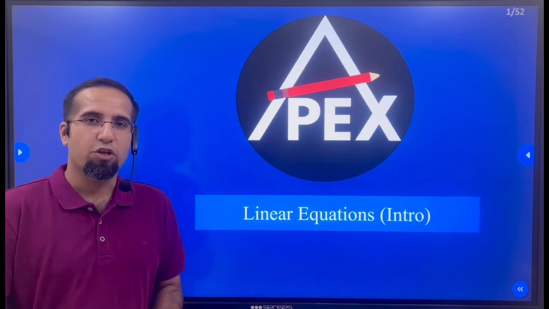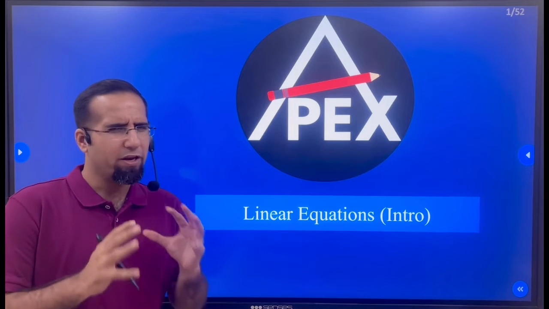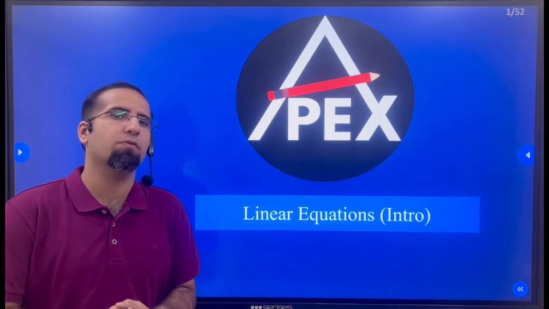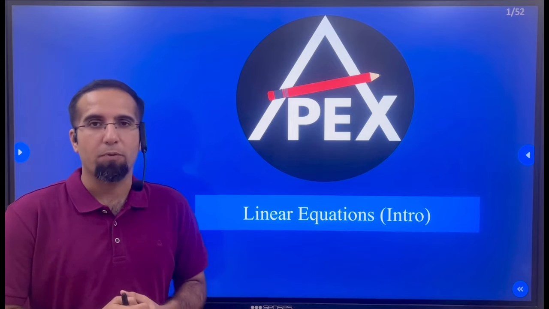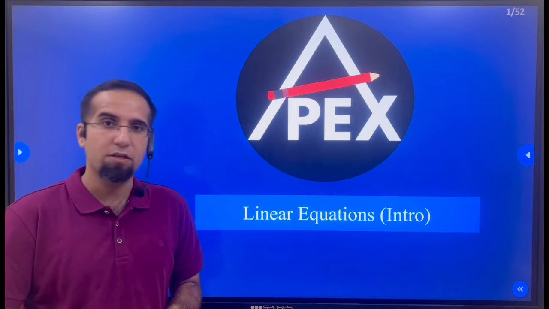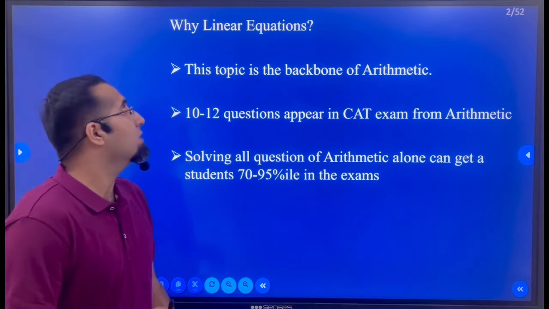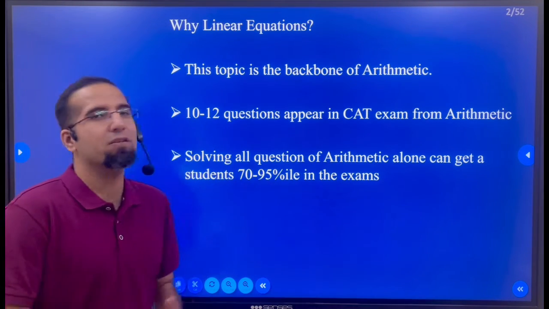Hi all. In today's session, we'll be looking at a small intro to this topic called linear equations. We'll also look at what the importance of this topic is, why we are learning this topic, and what all we will be learning in this topic. So going forward, what is the importance of this topic, or why this topic?